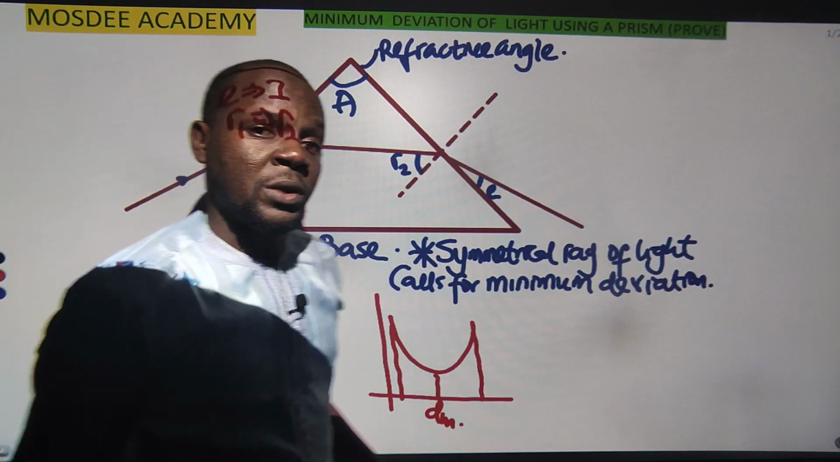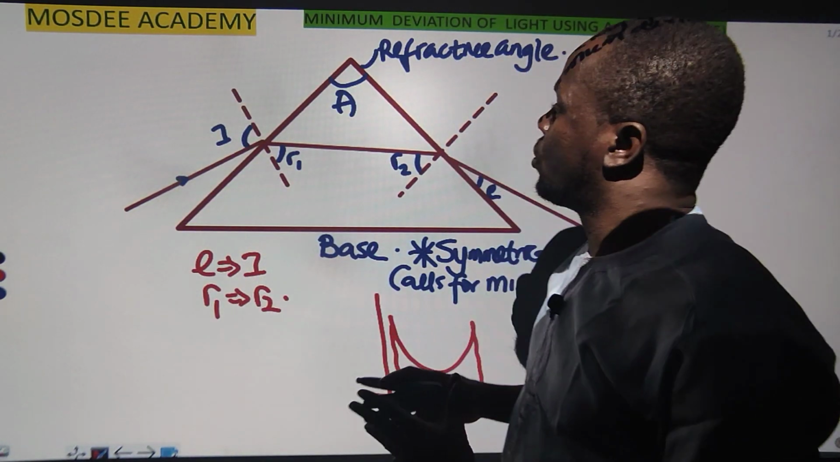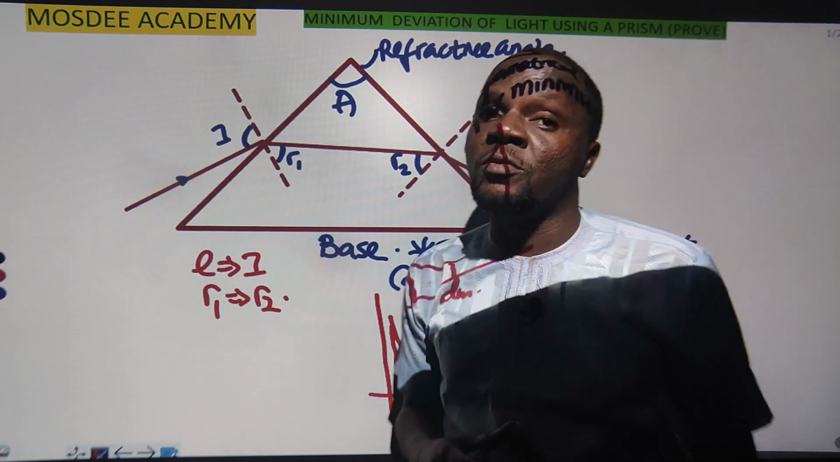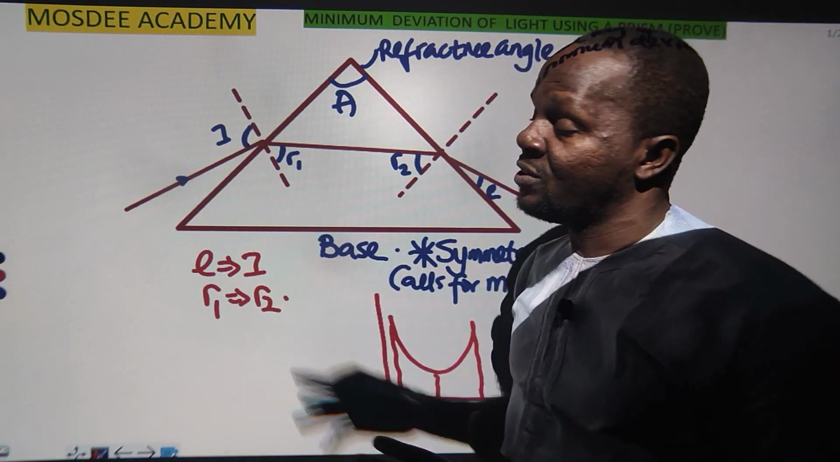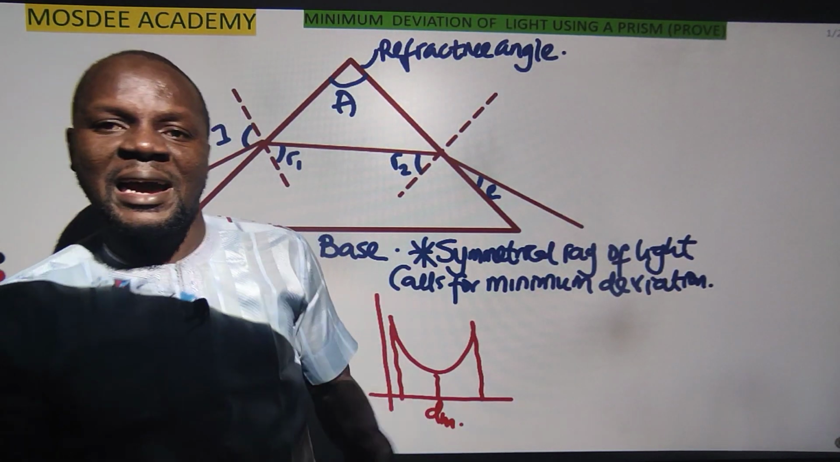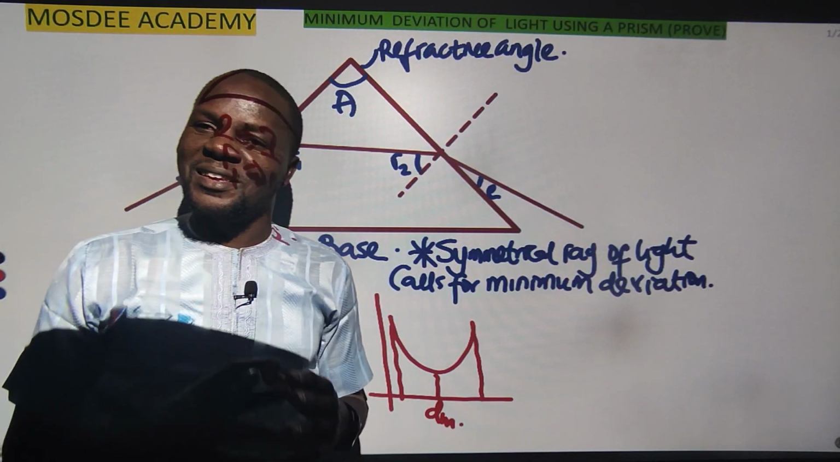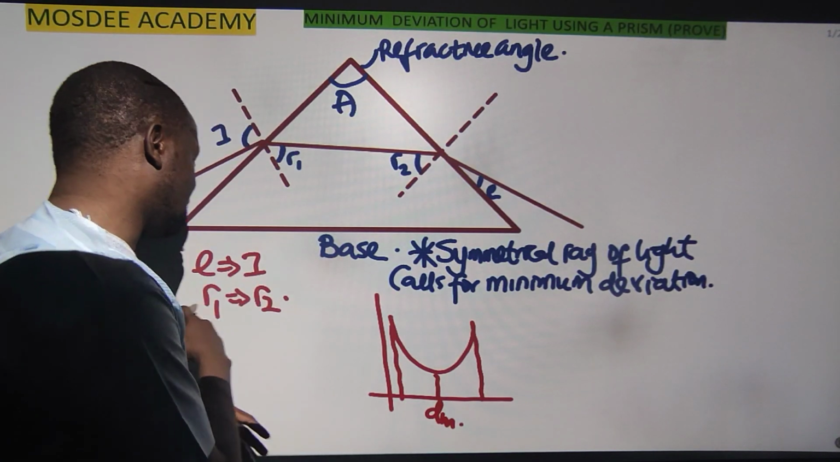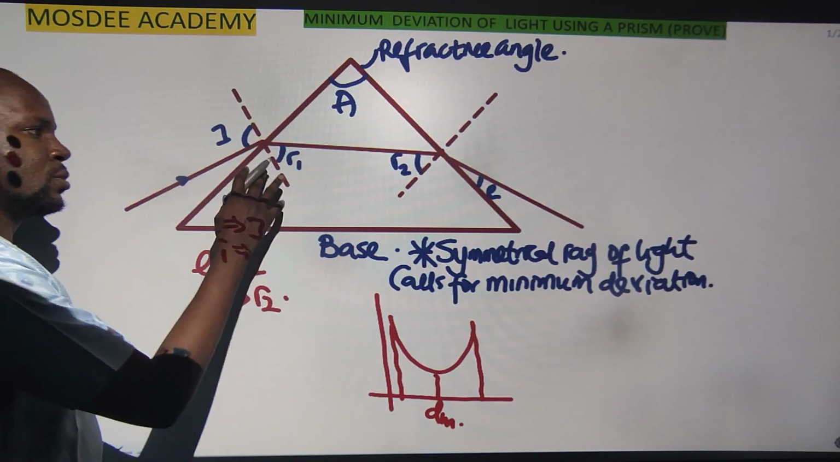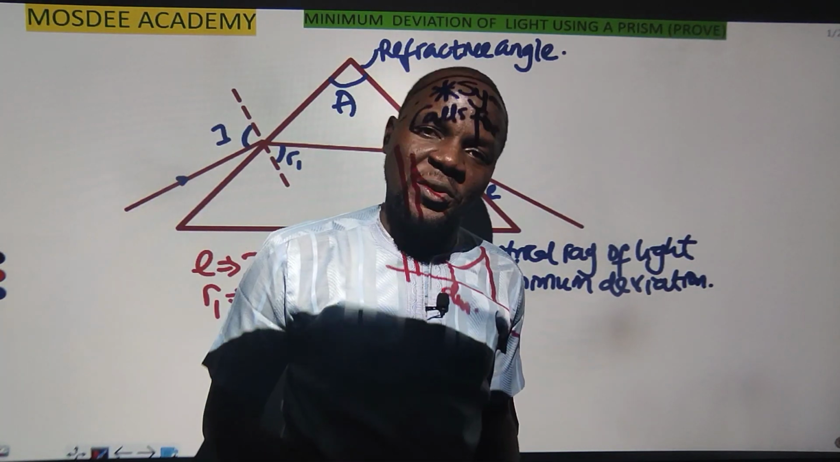But that is not even where we are going, to be honest. We are actually going to derive the formula for the minimum deviation of light. But we have noticed the two conditions. The ray of light must be symmetrical. And when they are symmetrical, the emergent angle must be equal to the incident angle, as well as the refraction angle of the first face must be equal to the refraction angle of the second.